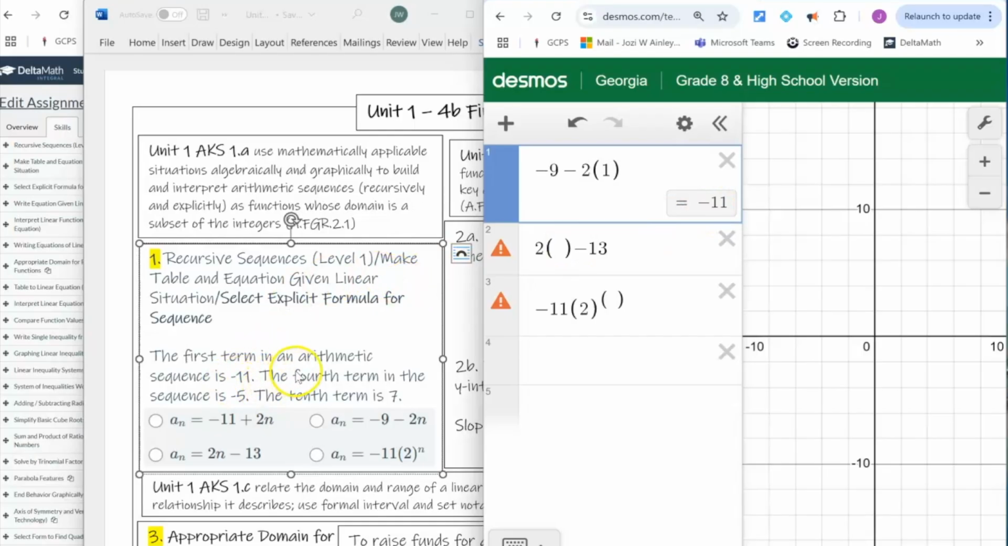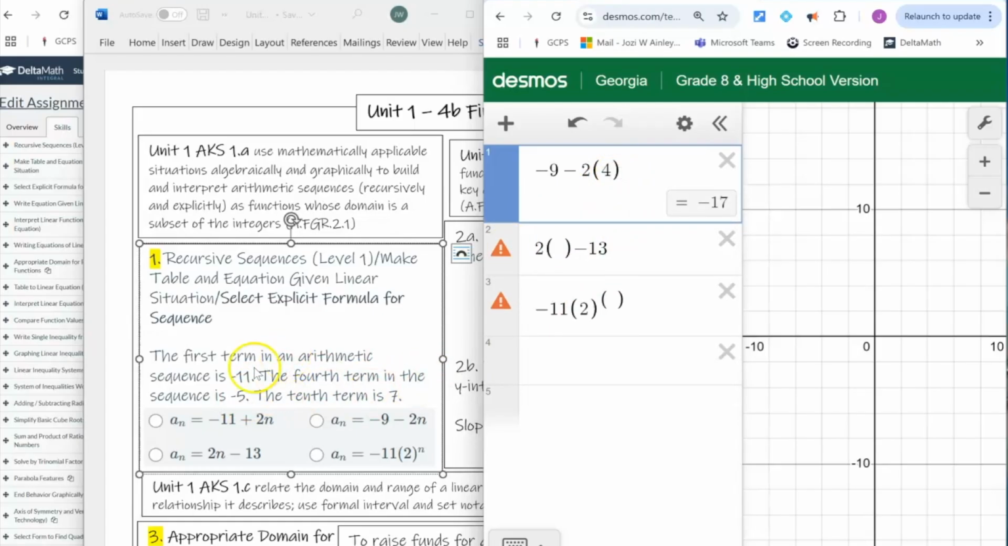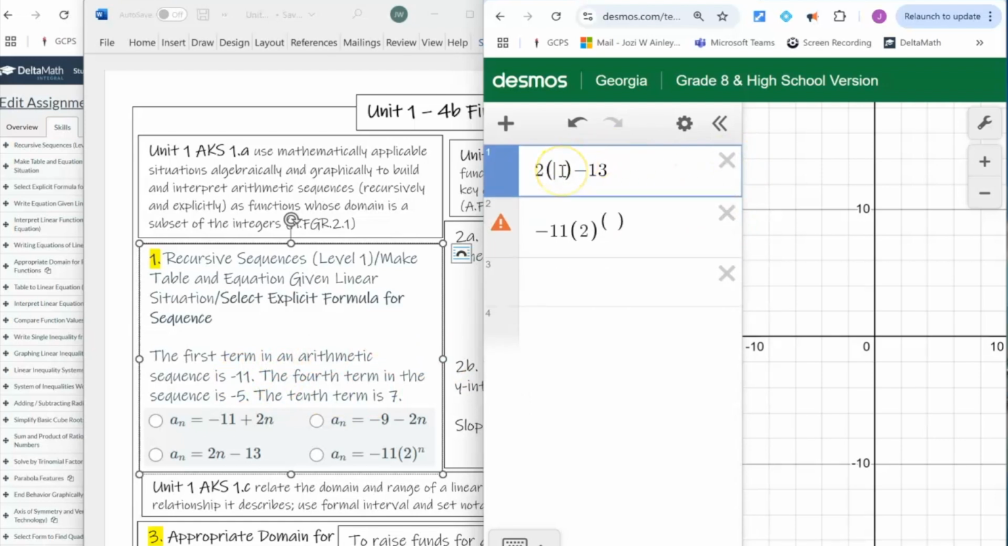Check every single one. The fourth term in the sequence is negative 5. That means when n is 4, I should get negative 5. Did I get negative 5? No. So that's not it. I come right here. First term, negative 11. Fourth term, negative 5. So far, so good.